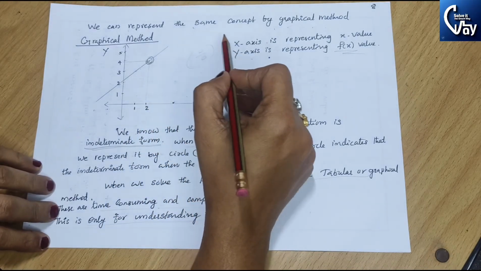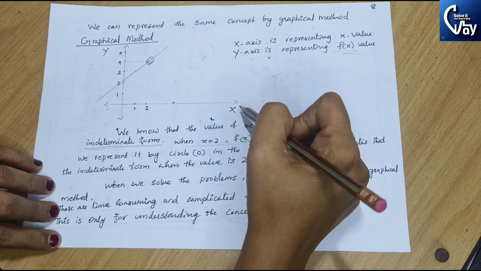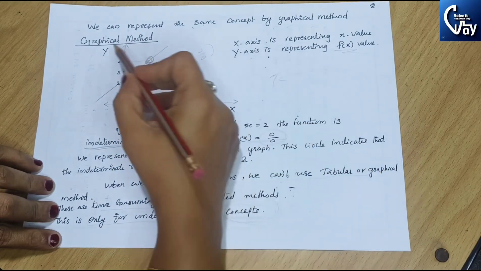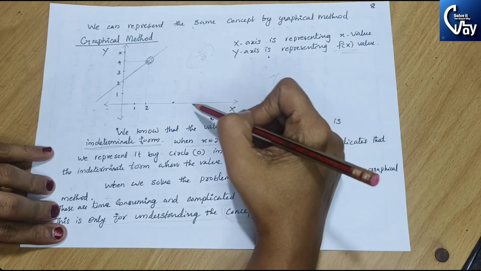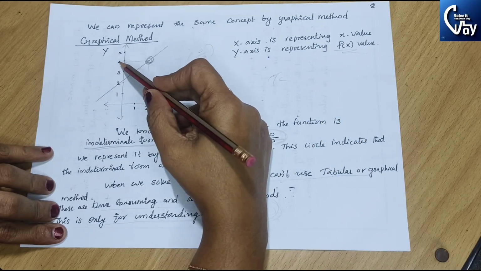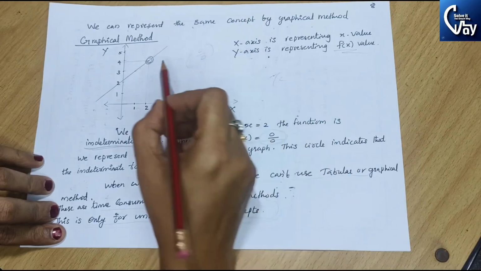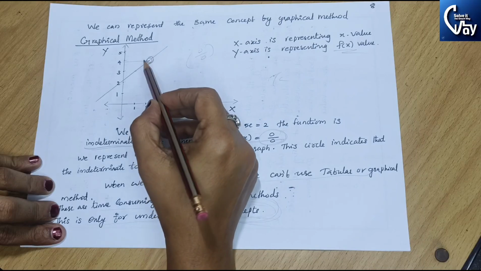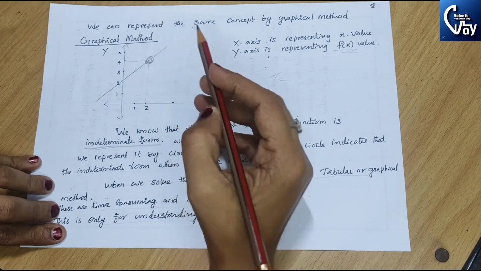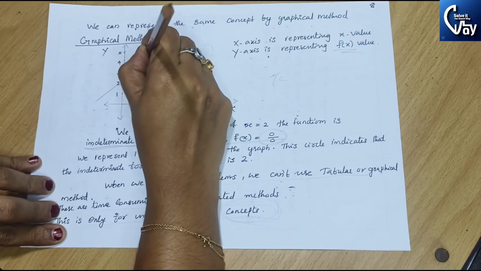We can represent the same concept by a graphical method. This is a graphical method. This is our x-axis and this is the y-axis. The x-axis represents the x value and the y-axis represents the f of x value. We know that the value of the function at x equal to 2 is an indeterminate form. When x is equal to 2, the function is 0 by 0.